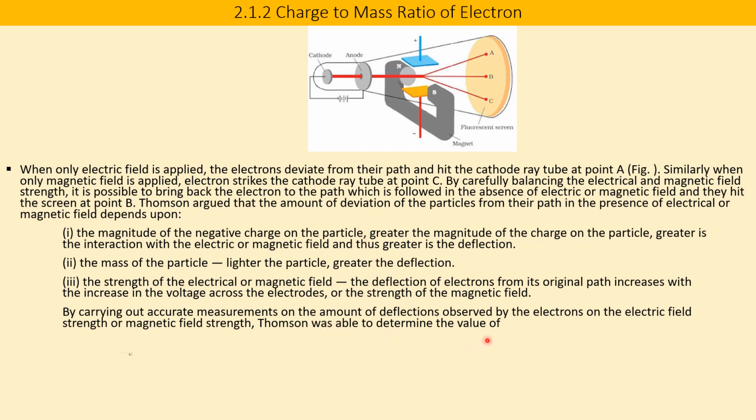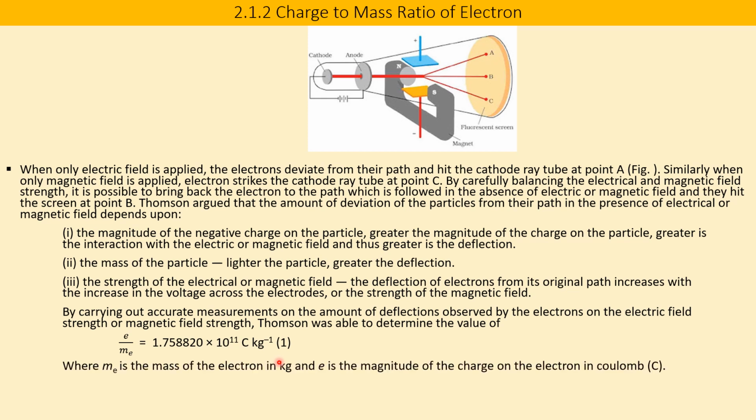Thomson was able to determine the value of e/m, that is the electric charge to mass of the electron. m_e is the mass of the electron, e is the charge on the electron. That e/m_e ratio value he found out to be 1.758820 × 10^11 coulombs per kg. Let it be equation 1. Here m_e is the mass of the electron in kg and e is the magnitude of the charge on the electron in coulomb. Since electrons are negatively charged, the charge on the electron is minus e.